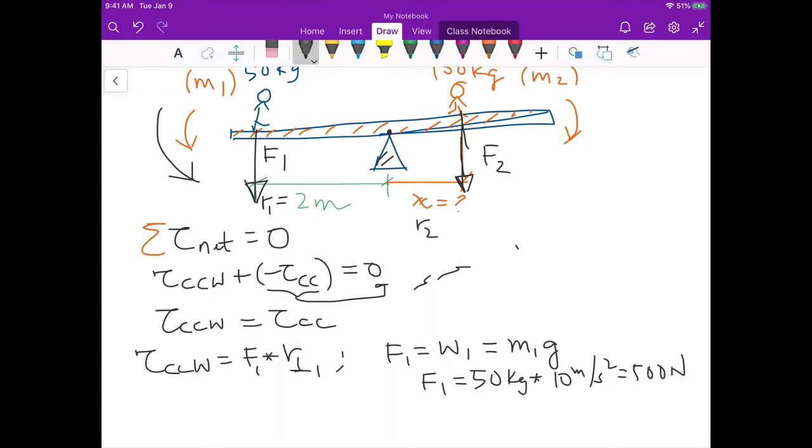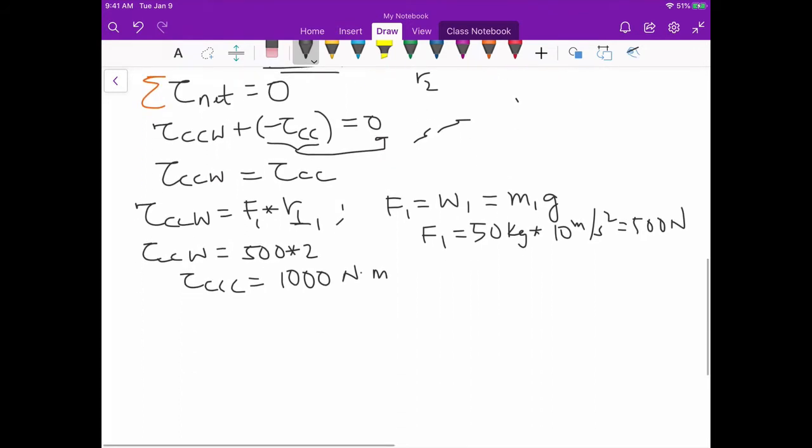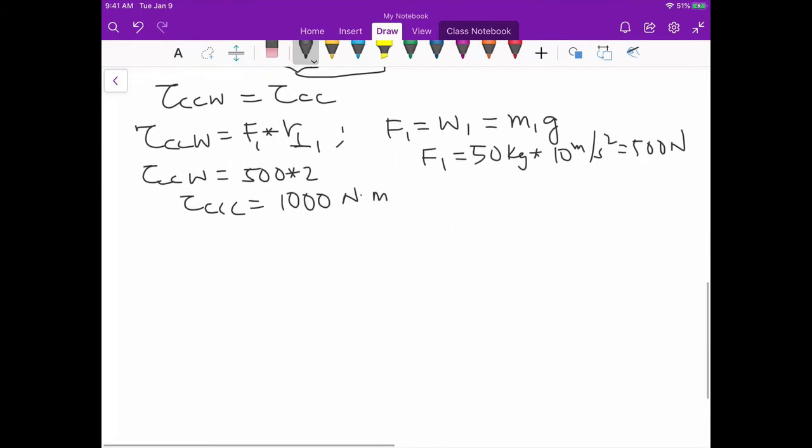And R1, we already said it, it's 2 meters. So therefore, torque in the counterclockwise direction is going to be equal to 500 times 2. That will give you 1000 Newton meter.